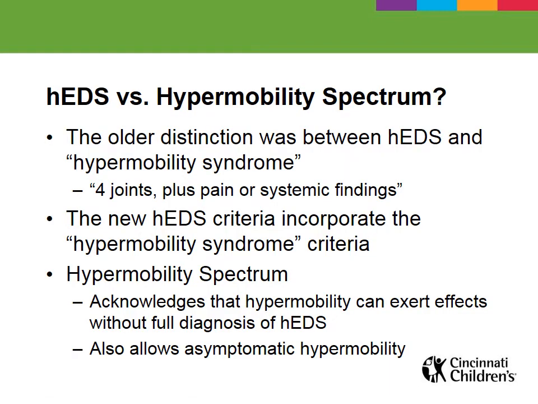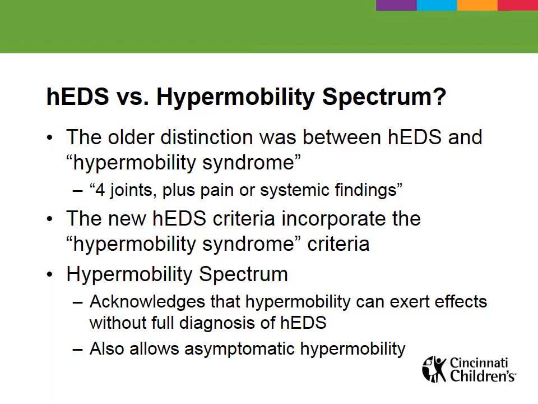Now, along with the new diagnostic criteria for hypermobile Ehlers-Danlos syndrome came an additional diagnostic entity called the hypermobility spectrum, or also hypermobility spectrum disorders. This is to help us understand that persons who have hypermobility can have problems even if they do not fulfill the strict criteria for hypermobile Ehlers-Danlos syndrome.